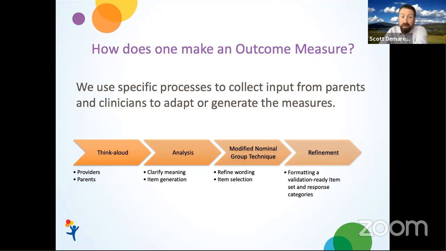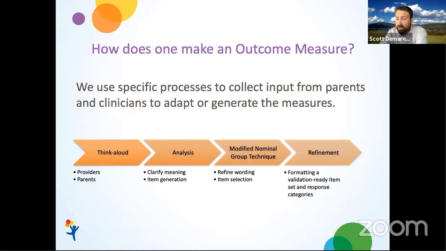So how do you make an outcome measure? Well, there is a specific tried and true process for how to do this. This has been done numerous times over the last 30, 40 years. And we're not reinventing the wheel here. We're doing what works. Think aloud. This is really a process of doing an interview with the appropriate person.